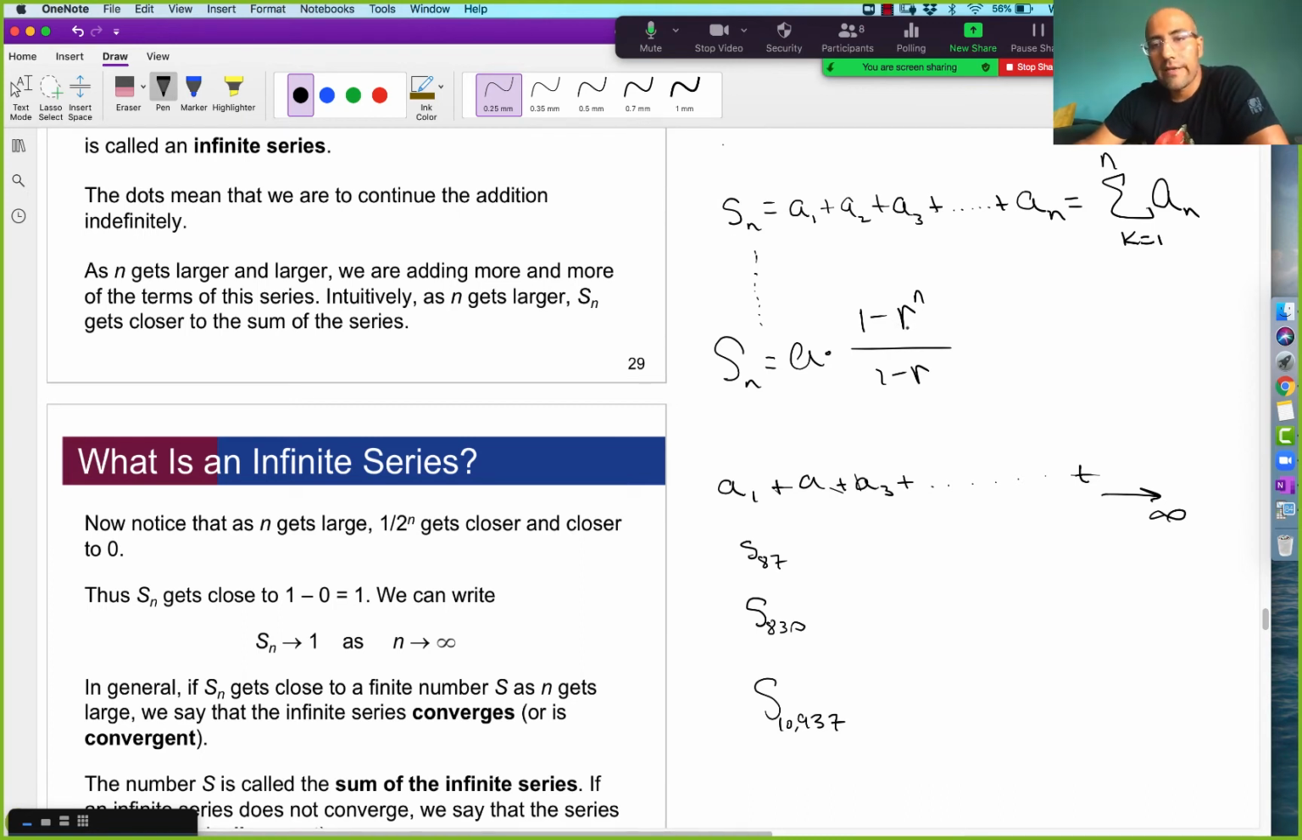Now, if r is, okay, so now notice that as n gets larger, 1/2 to the power of n gets closer and closer to 0. Right? If we have 1/2 raised to the power of n, it gets closer and closer to 0. Thus S sub n gets closer and closer to 1 minus 0, which is 1.